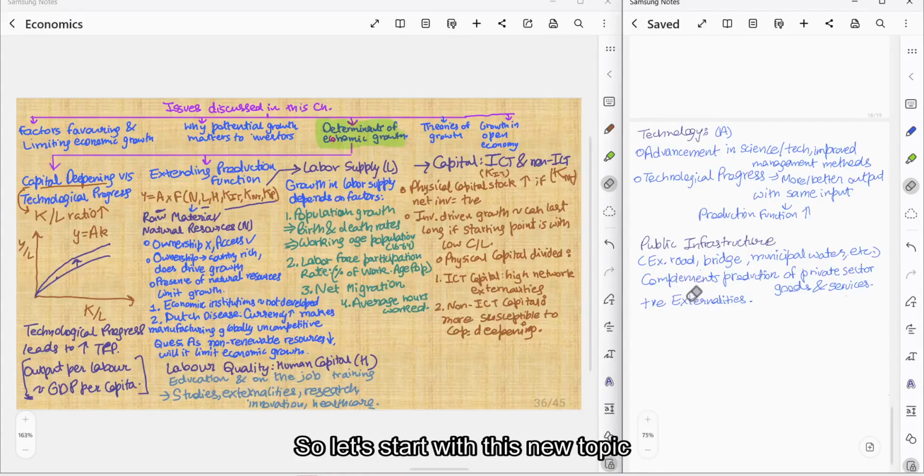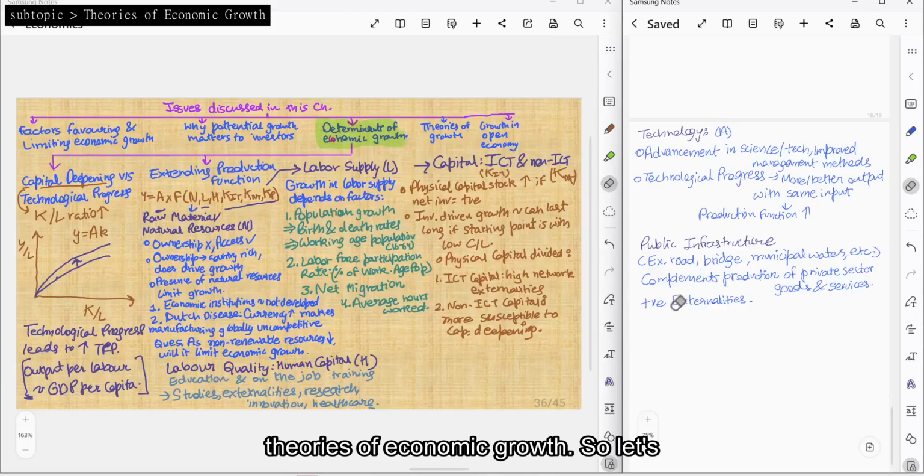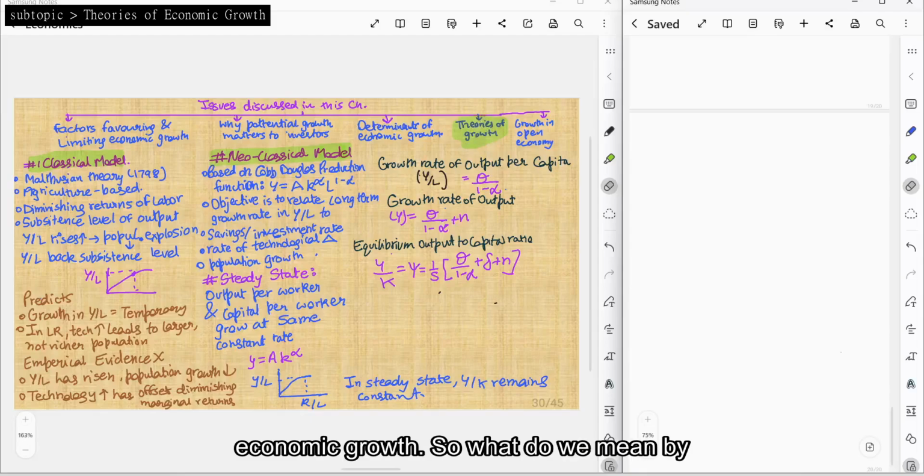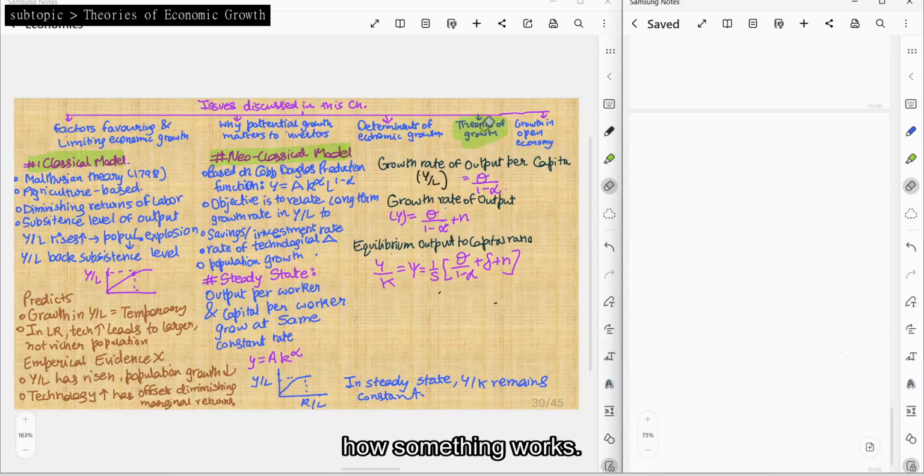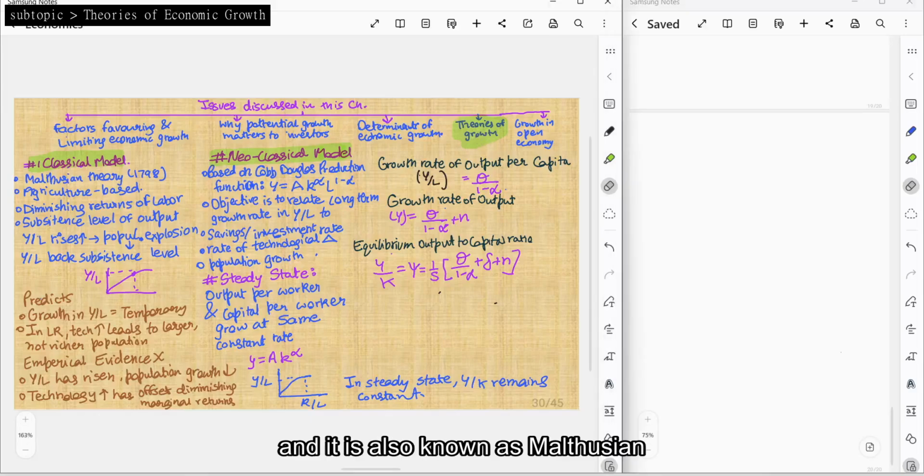So let's start with this new topic, theories of economic growth. What do we mean by the word theory? Theory means explanation of how something works. So here we are looking at theories which explain economic growth. There are three theories of economic growth. First is the classical model. It was developed by an economist named Malthus, and it is also known as Malthusian theory.